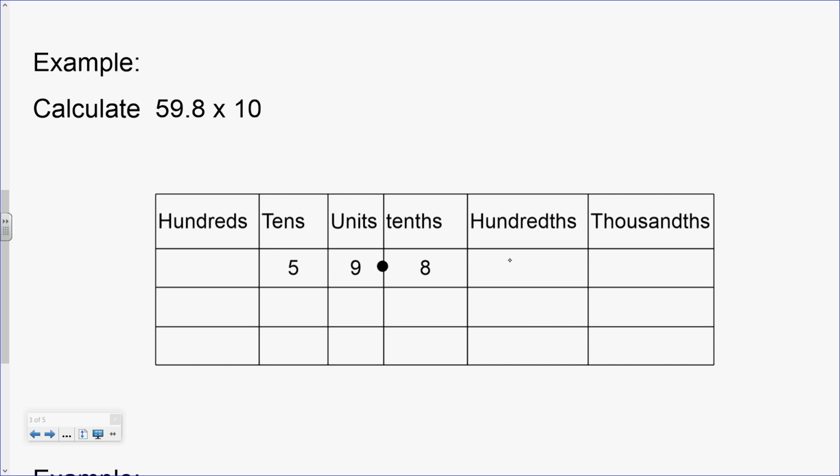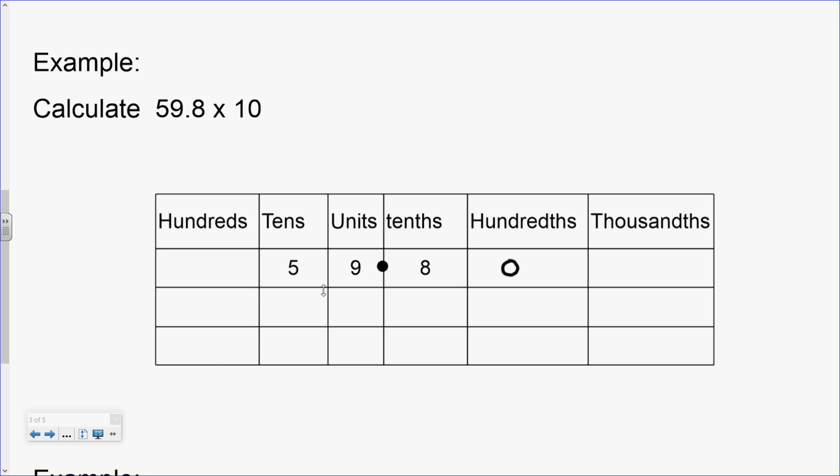Adding a 0 onto the end of this number does not change its place value. So here it is here, 59.8. If I add a 0 on the end, it still is 59, 5 tens, 9 units, and 8 tenths. It's not changed anything. So adding a 0 does nothing.